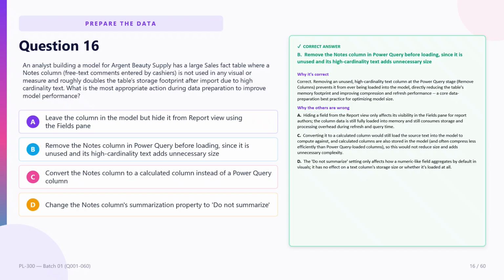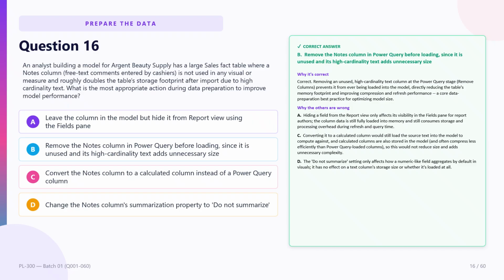Now, why the others are wrong? A. Hiding a field from the report view only affects its visibility in the Fields pane for report authors. The column data is still fully loaded into memory and still consumes storage and processing overhead during refresh and query time. C. Converting it to a calculated column would still load the source text into the model to compute against, and calculated columns are also stored in the model, and often compress less efficiently than Power Query loaded columns, so this would not reduce size and adds unnecessary complexity.